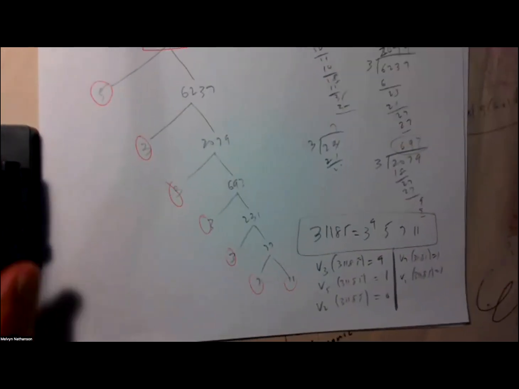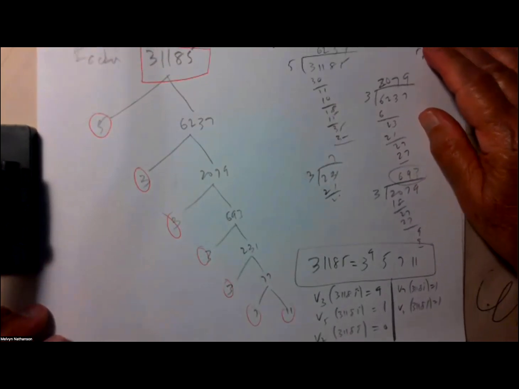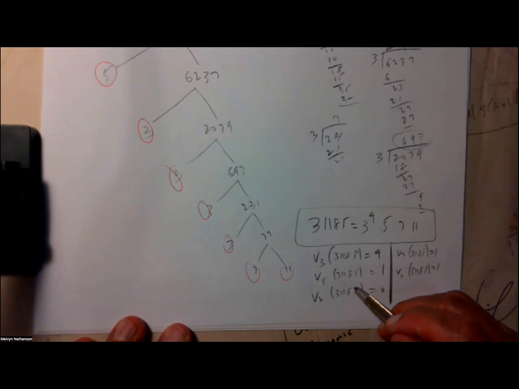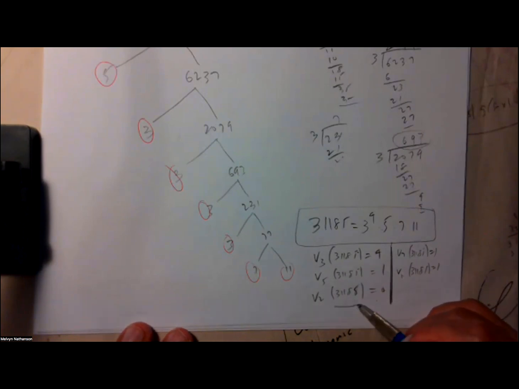Wait, is that V2? V2 of this number is 0. What's the highest power of 2 that divides this number? The 0th power. That's another way of saying that this number is not even. It's not divisible by 2.